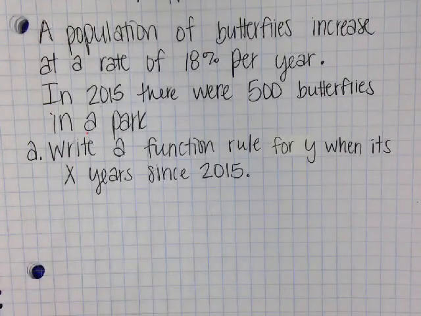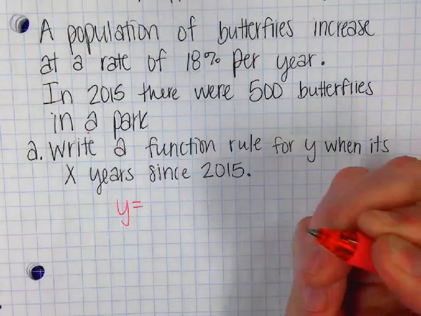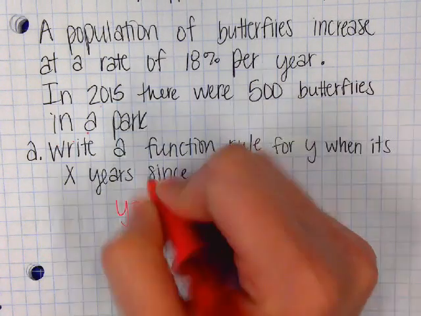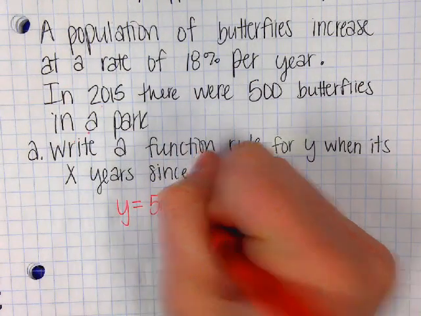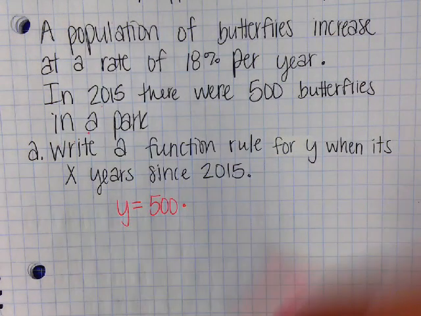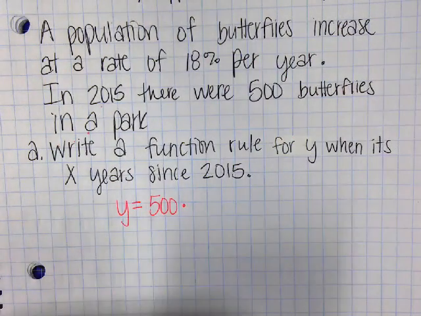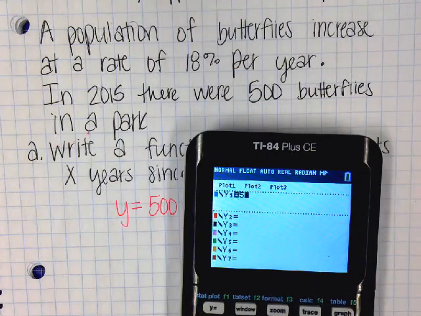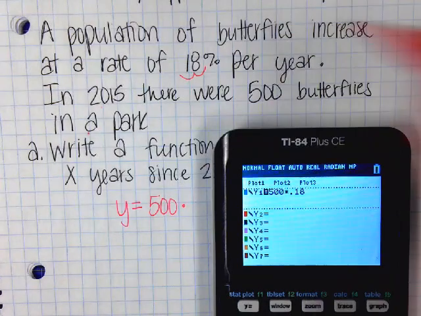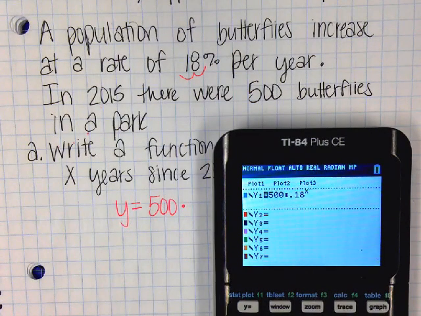Okay? So, remember when we write our equations for exponential, it's always y equals the initial amount. How many butterflies were there in the beginning? 500. So it'd be 500 times. Now, this is the hardest part about exponential. Since it's increasing at a rate of 18%, I want to show you, if I type in y equals 500 times 18%, and remember you always have to change it to a decimal, move the decimal twice like we just talked about, and then raise to the x.